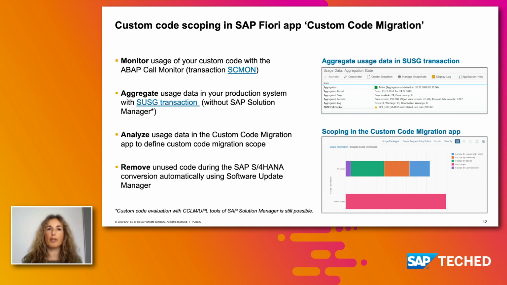After that, we recommend using the custom code migration app for analysis, and we recommend to upload the collected usage data to this app and define the initial custom code migration scope. We also have the capability to create the deletion transport request directly in the app and remove unused code from the system during the system conversion. Please note, if you don't remove the unused code, you will still need to adapt it to SAP S/4HANA later on, because being left on the system and not adapted, it can pose the risk of data inconsistencies or short dumps or whatever.